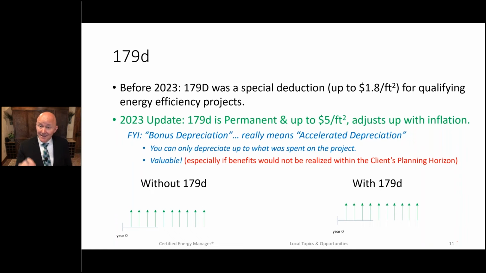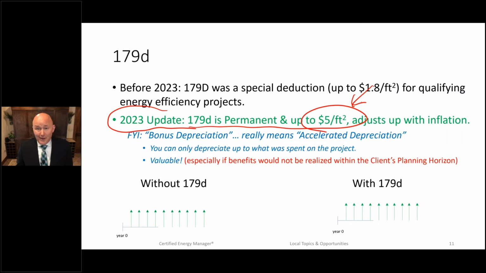The exciting thing, and I really want you to pay attention because this is super exciting, is that for 2023 plus, after the IRA, that's now up to $5 a square foot. That's a pretty big change, 1.8 to 5. That gives you tremendous, just a lot more opportunity.